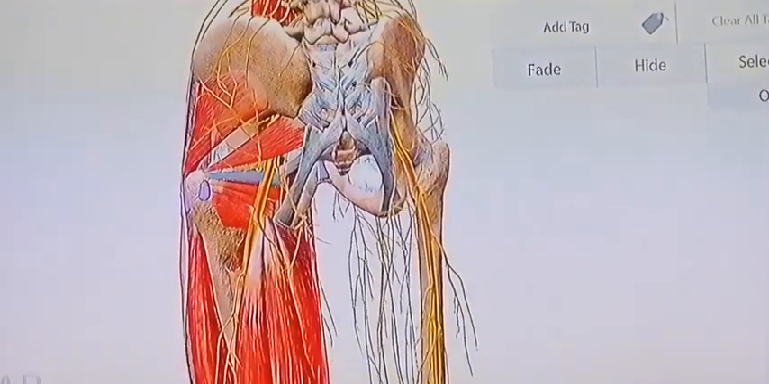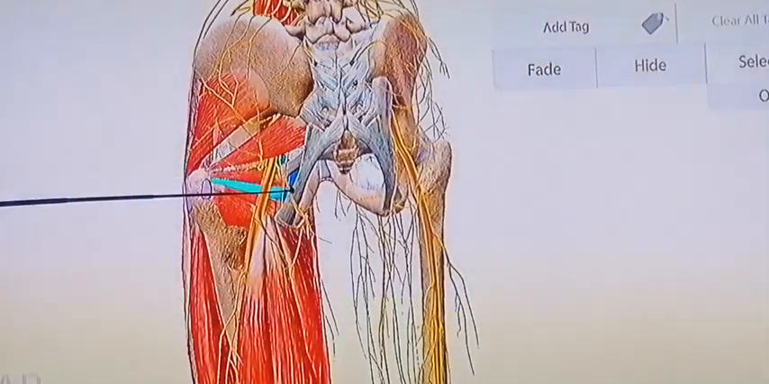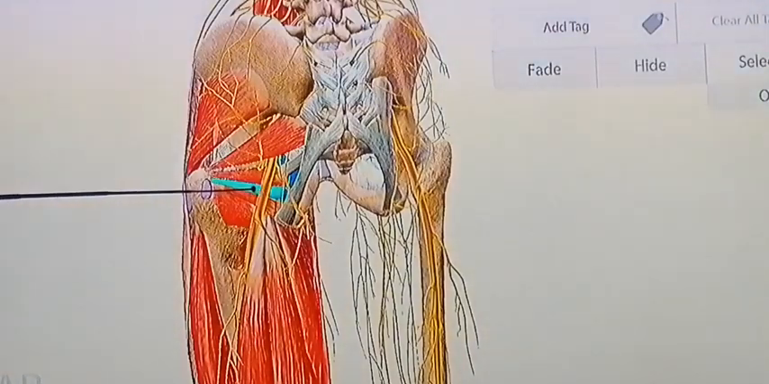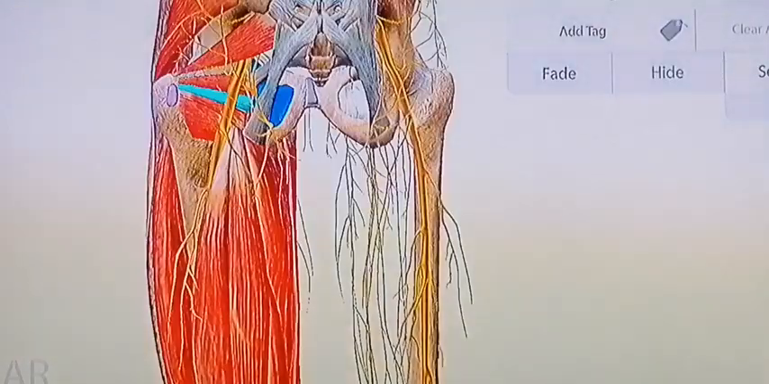The third muscle is the obturator internus muscle. This is the obturator internus muscle. Its origin is from the inner surface of the obturator membrane and it passes through the lesser sciatic foramen, with insertion to the greater trochanter of the femur.